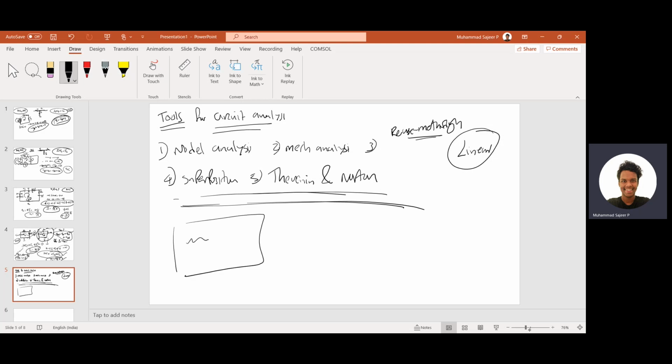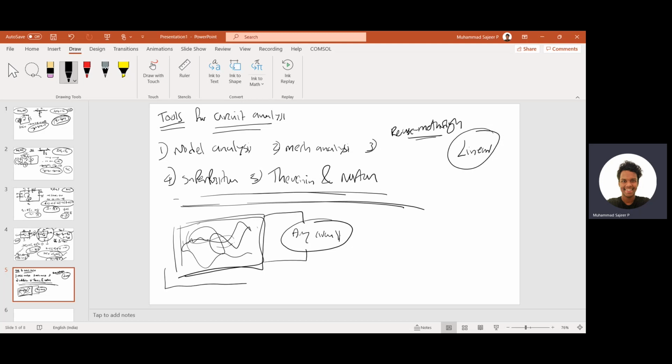You have a lot of resistors, you have a lot of capacitors. I mean, everything is there, and it is a complex circuit. So this linear circuit you have, and for example, you have another circuit here. Any circuit. Okay, I'll just write any circuit. So the idea is this big complex circuit.